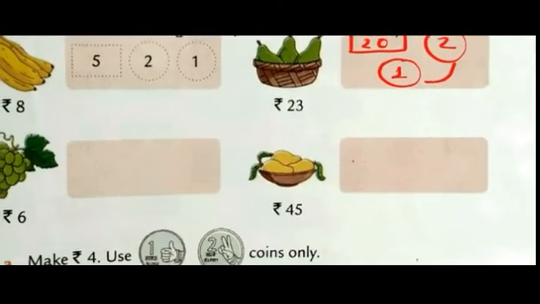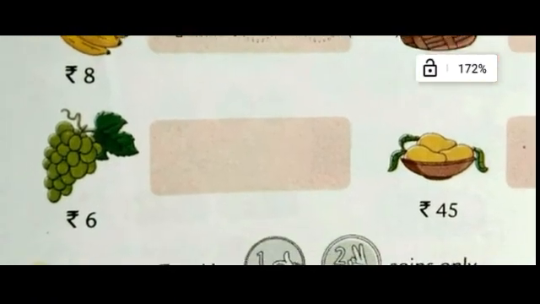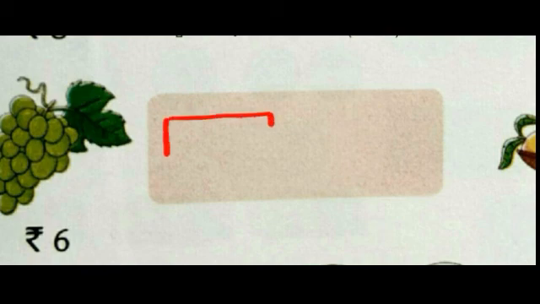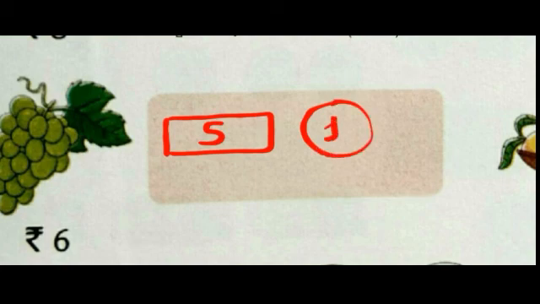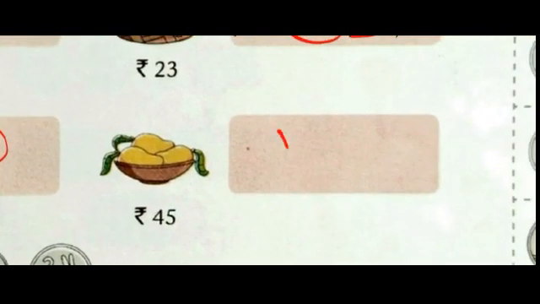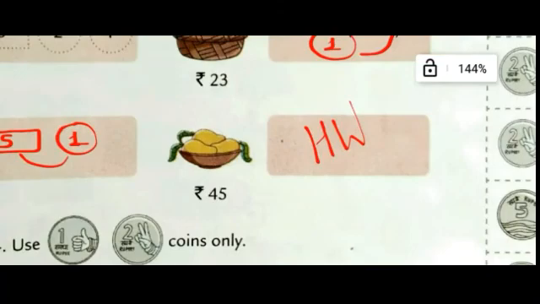Clear? Okay. Now here we need 2 grapes for 6 rupees. If we have to draw the least number of notes and coins, we will draw a 5 rupee note. And now how much more we need? To make it 6, we need only 1 rupee more. So a 1 rupee coin. See, it becomes total 6. Clear? Okay, so now this one, I would like you all to try it out yourself as homework. Clear? Let's move on to the next question now.